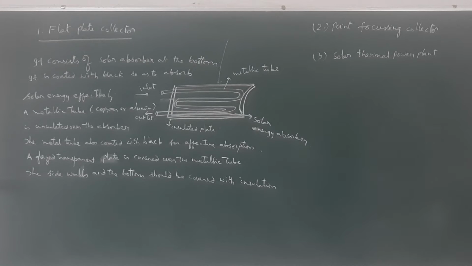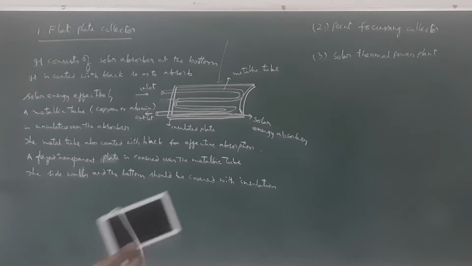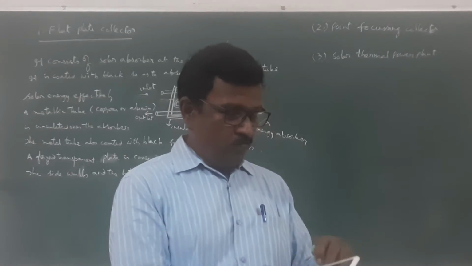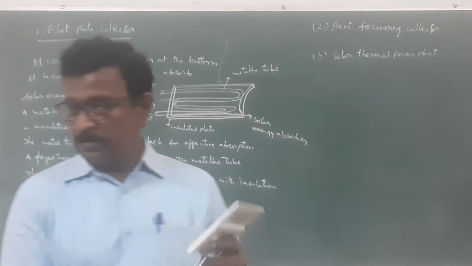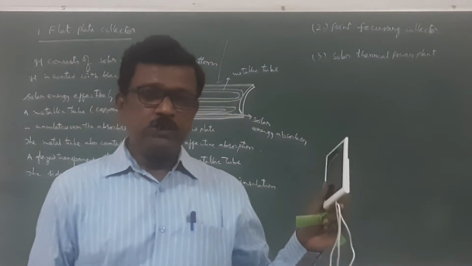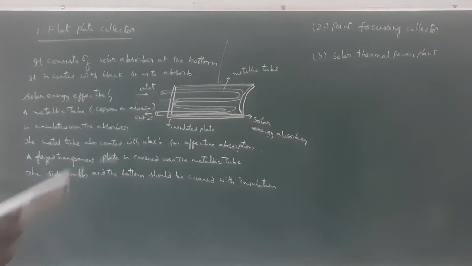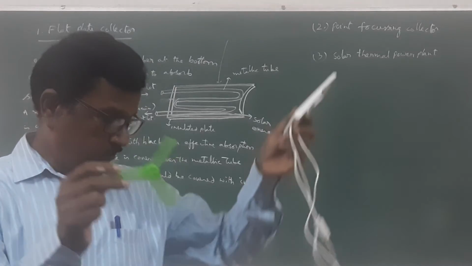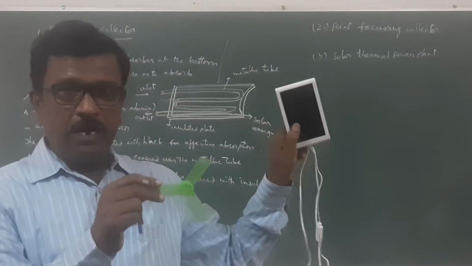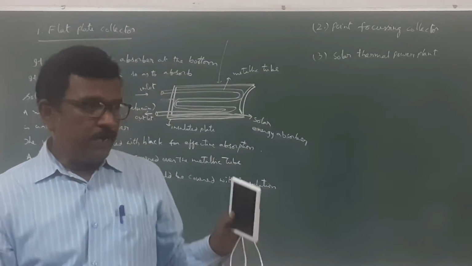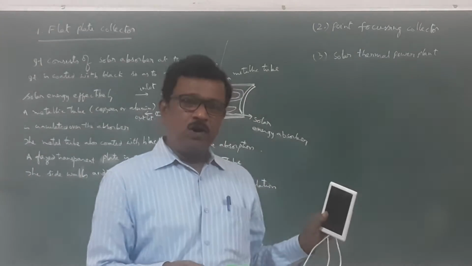the solar flat plate, and for example it will be like this. Just as a model, I have brought this one. You can produce mechanical energy, electrical energy. Mechanical energy means you can rotate this fan by using this solar panel. Unfortunately, we are not getting sunlight now, so you can try.